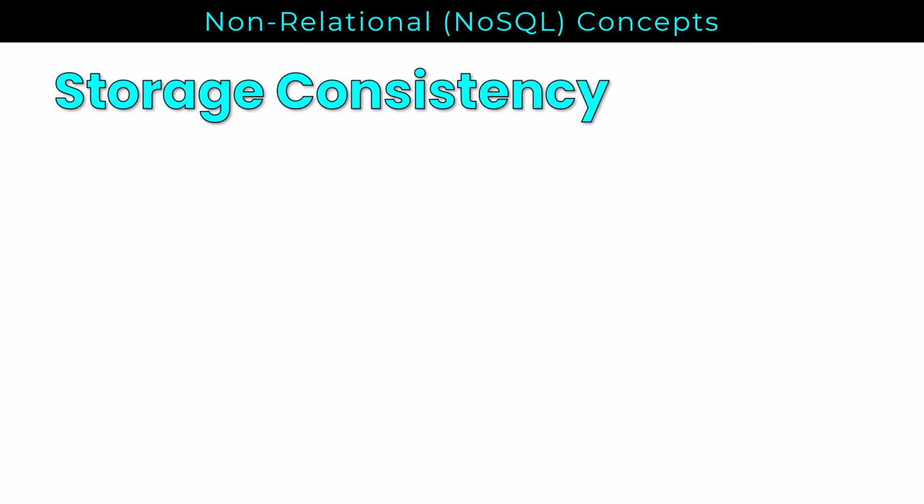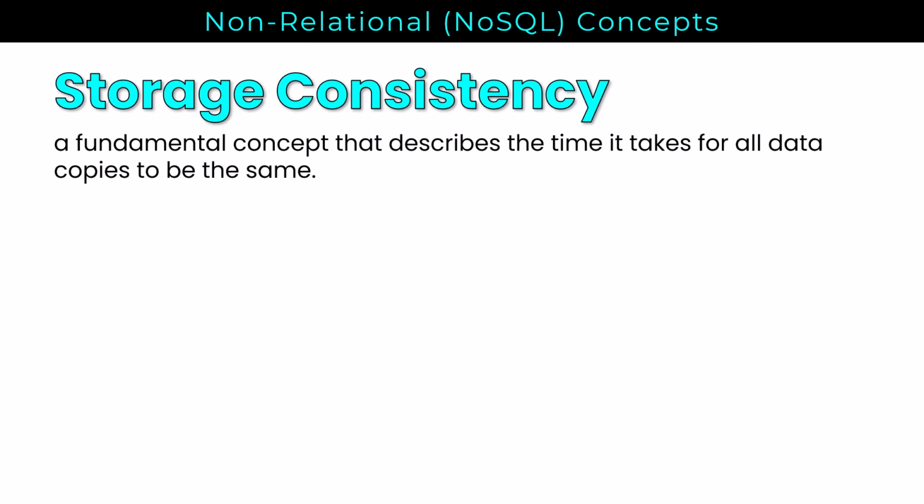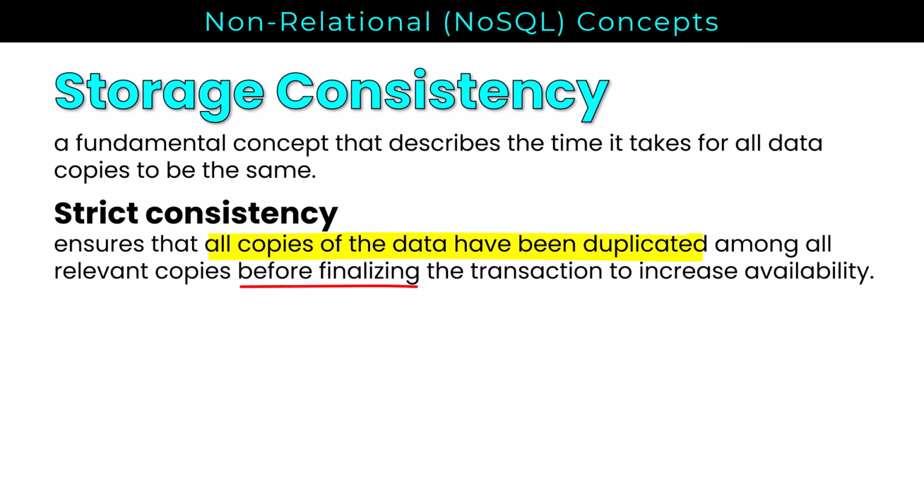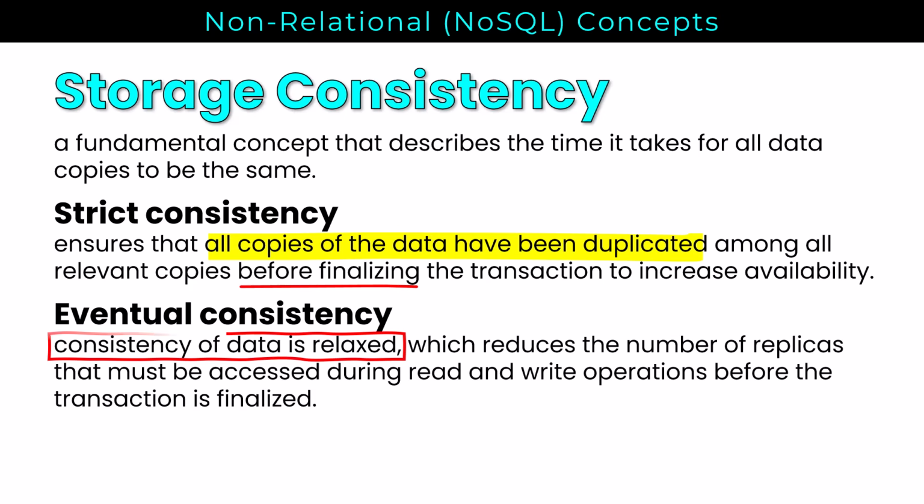You should also be familiar with the concept of storage consistency, which describes the time it takes for all data copies to be the same. We have strict consistency at one end of the scale that ensures all copies of the data have been duplicated amongst all relevant copies before finalizing the transaction to increase availability. And then there's, at the other end of the scale, eventual consistency, where data consistency is relaxed and it reduces the number of replicas that must be accessed during read and write operations before the transaction is finalized.